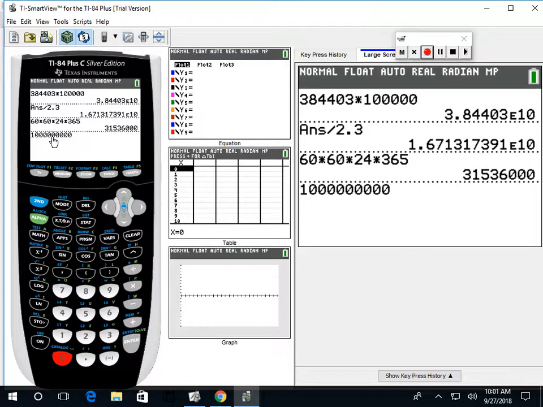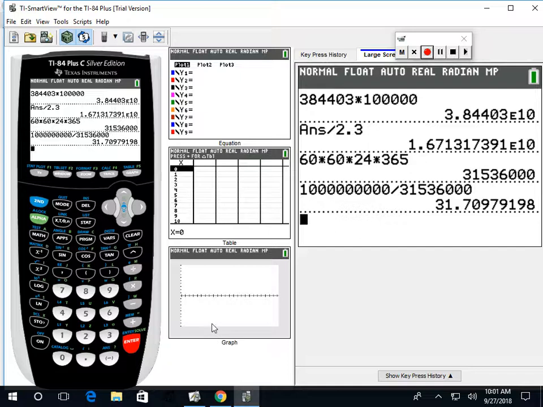And that's the numerator, and we're going to divide it by the denominator. 31,536,000. And you should get this number. So tell me what that number means. How many years old are you? 31 years, but you're almost 32, right?